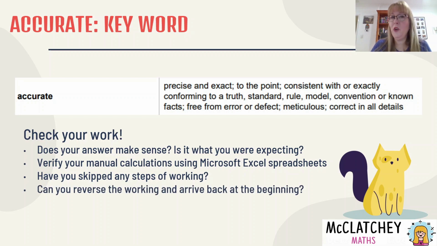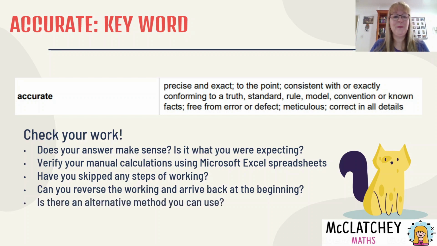Another good way to check your work is to start at the end and see if you can work backwards to the beginning. This works particularly well, for example, if solving equations. If you were to find that, for example, in an equation that x was equal to 3, can you then substitute x equals 3 back into the beginning of the equation and get the right answer? Is there another method that you could potentially use to check your work? Have a think about that.